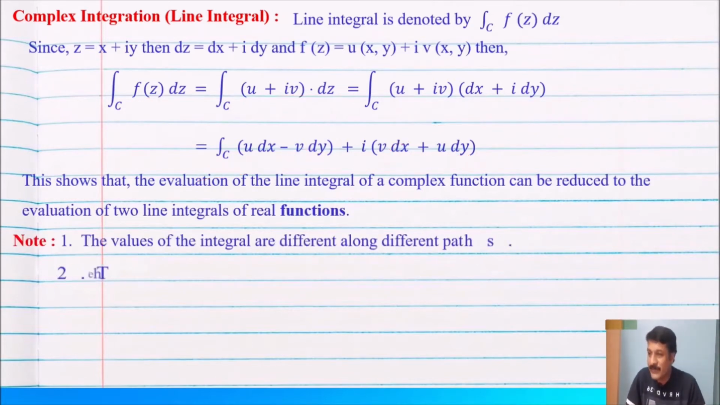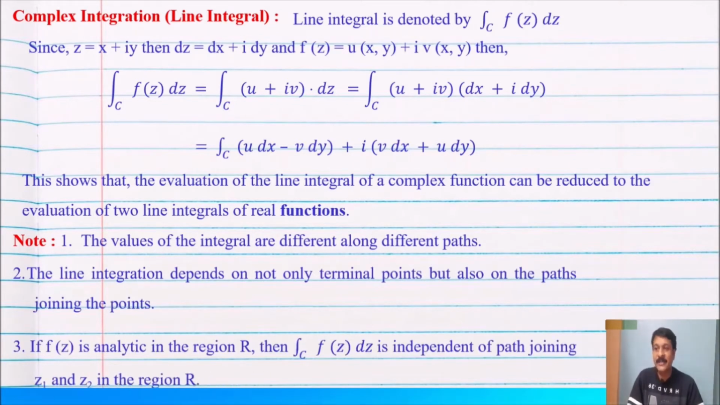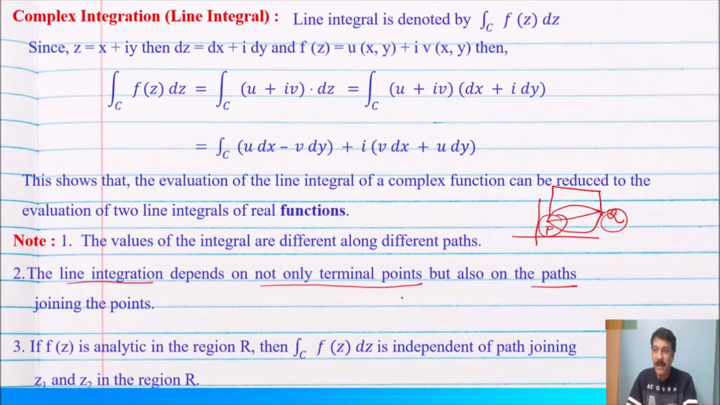Note that the values of the integral are different along different paths. Second, the line integration depends not only on the terminal points but also on the paths joining the points. For example, if P and Q are two different points, if we join this, this is one path, this may be a second path. One can consider a path like this, one can consider a path like this. So line integration depends not only on the terminal points, not only P and Q. It depends on the paths joining the points, and that is why the values of the integral are different along different paths.